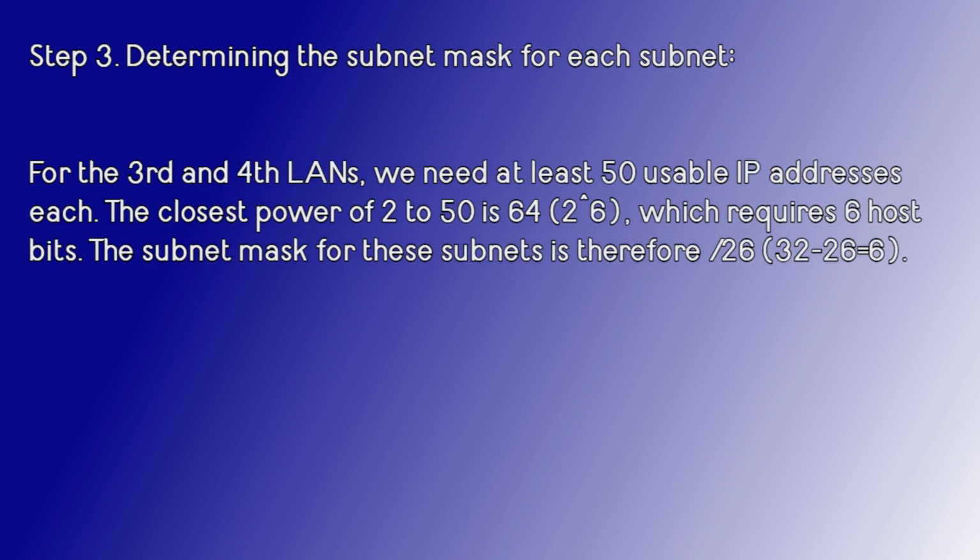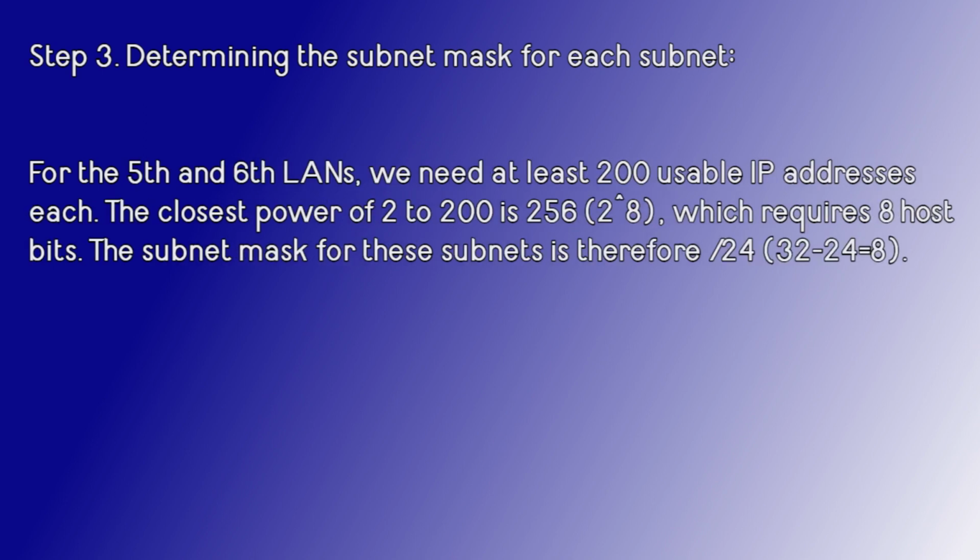For the third and fourth LANs, we need at least 50 usable IP addresses each. The closest power of 2 to 50 is 64, 2 to the power of 6, which requires 6 host bits. The subnet mask for these subnets is therefore /26, 32 minus 26 equals 6. For the fifth and sixth LANs, we need at least 200 usable IP addresses each. The closest power of 2 to 200 is 256, 2 to the power of 8, which requires 8 host bits. The subnet mask for these subnets is therefore /24, 32 minus 24 equals 8.